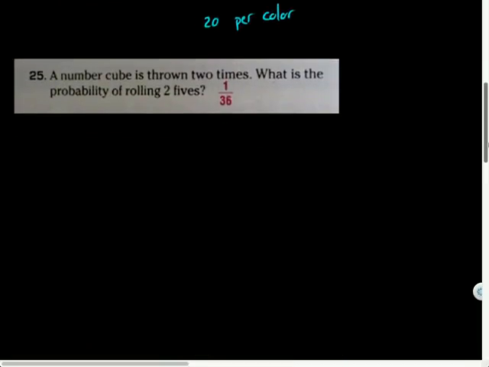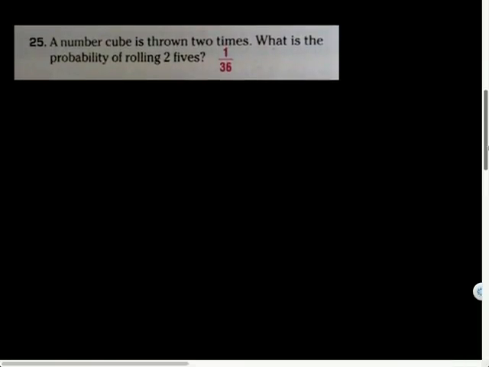Let's see, problem 25. It says a number cube, a die, is thrown 2 times. It's a cube, so how many sides does it have? 6. It's not like a 20-sided die, because that would not be a cube. So it is thrown 2 times. What is the probability of rolling 2 5s?